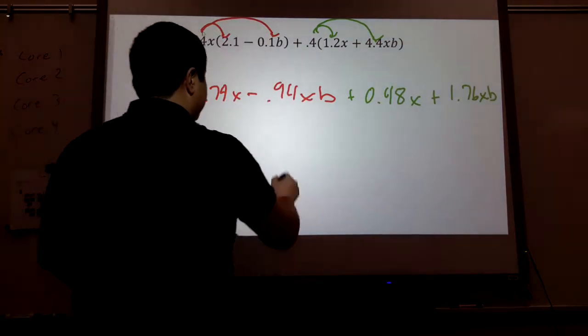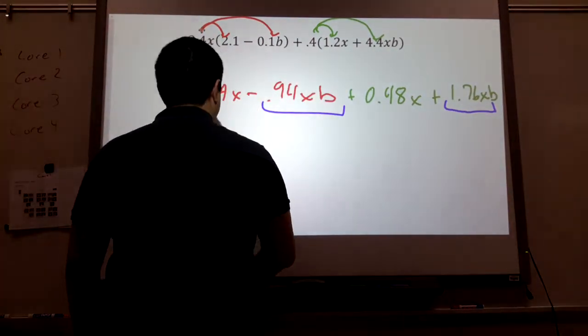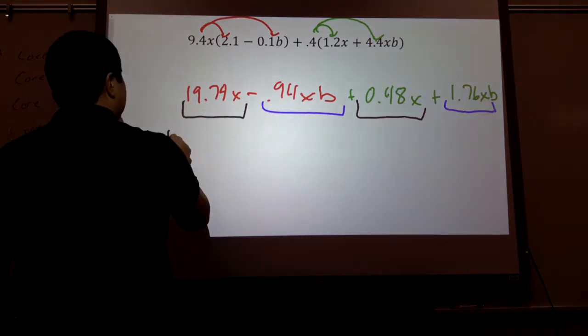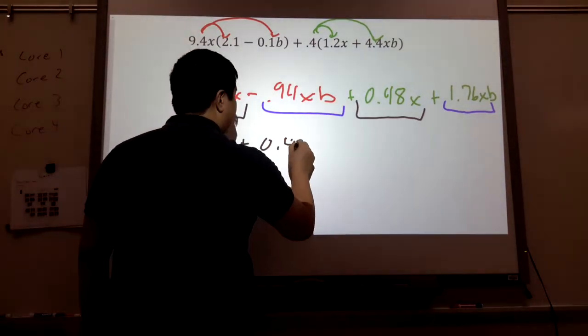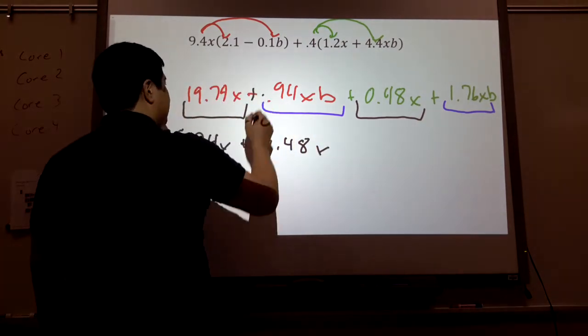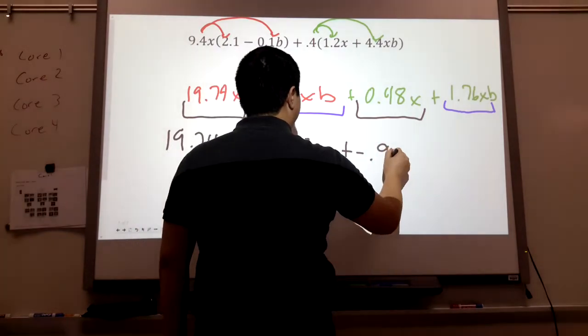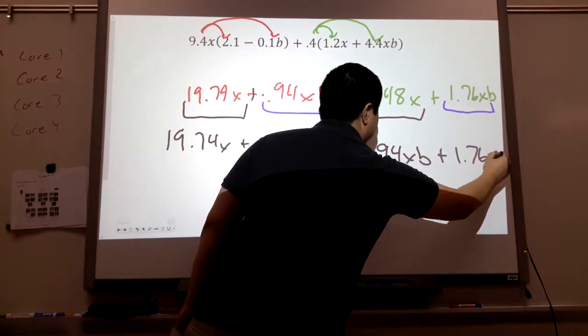Then we need to combine like terms. These two are like terms, and these two are like terms. So let's start with the x's. We're going to put them next to each other. 19.74x plus 0.48x. We're going to change this to an addition of the opposite. Plus negative 0.94xb plus 1.76xb.